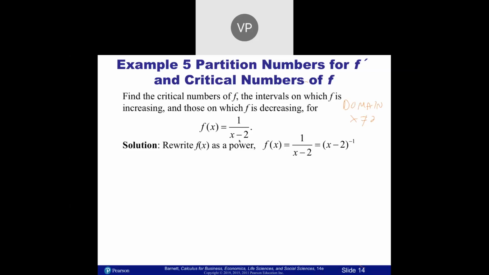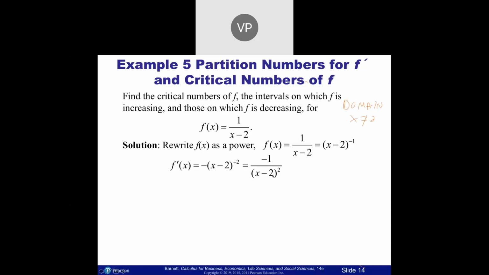All right, so let's see where we go. This is just a rewrite of the function. Now we're going to find the derivative. So I'm going to make sure you see how this derivative came about. Remember the power rule. Bring the -1 out front, decrease the power by 1, so -1 becomes a -2. So my derivative is this. It's negative 1 over (x minus 2) squared.